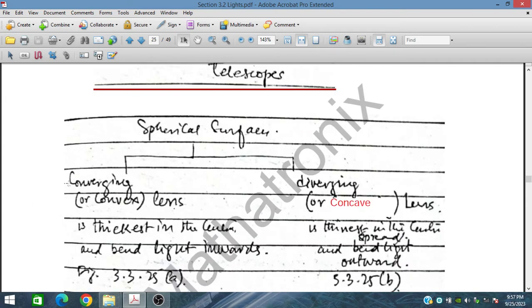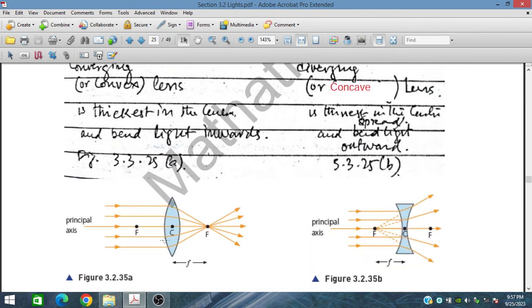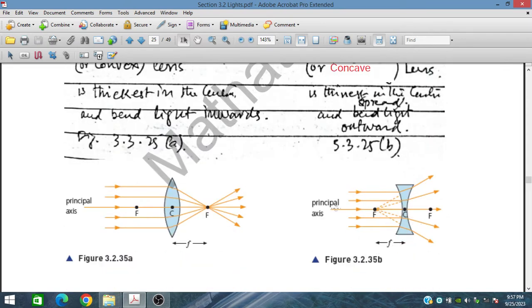One is called a converging lens or convex lens, which is thickest in the center and bends light inward. So this is a convex lens. On the other side, we have a diverging lens, called a concave lens, which is thinnest in the center and bends light outward like this. So this is a concave lens, and this is a convex lens.